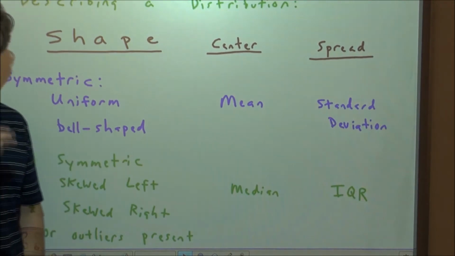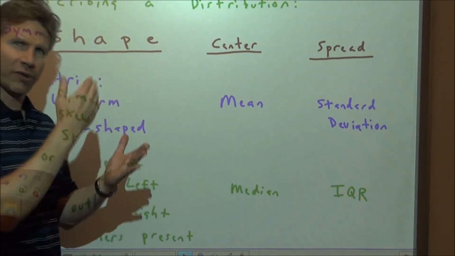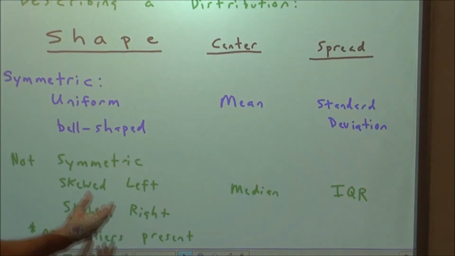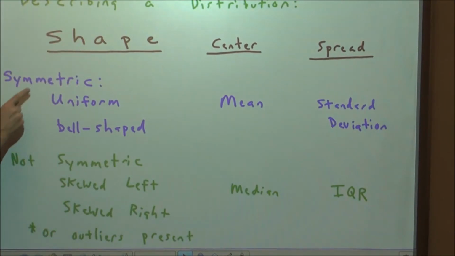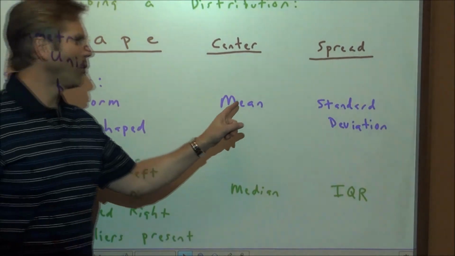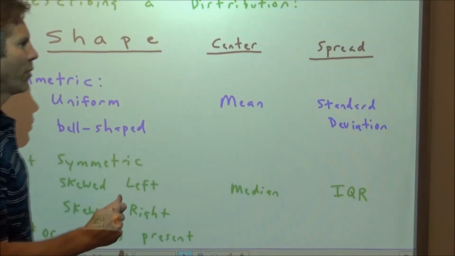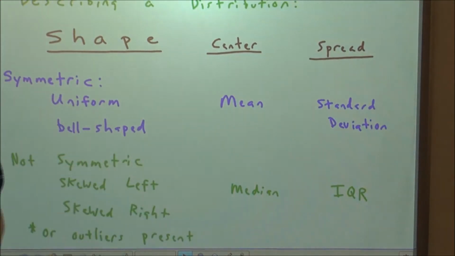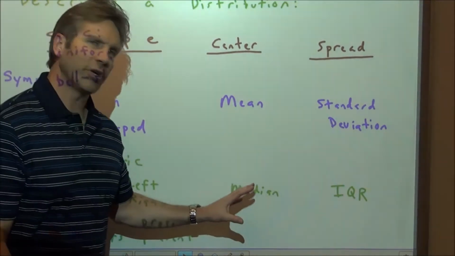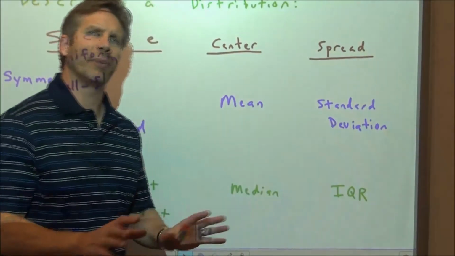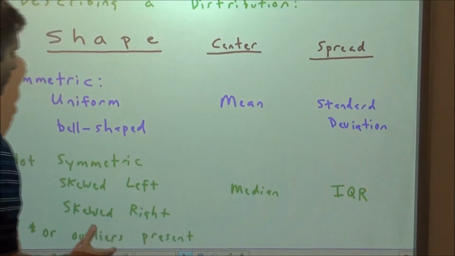When you describe a distribution, three ways: what's its shape, what's its center, and what is its spread. So the shape, if it's symmetric, like uniform or bell-shaped, we report the mean and the standard deviation because there's no extreme scores, there's a nice balance of scores, so we aren't going to have the mean and standard deviation yanked up unless there's an outlier present. If the distribution is not symmetric, particularly skewed left or skewed right, or again, if there's some outliers present, then we should report the median and the IQR because they are resistant to those extreme scores.